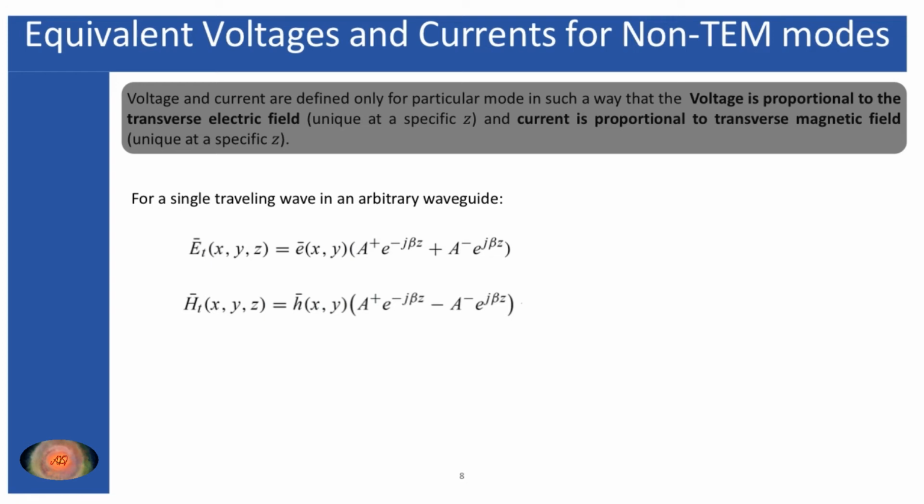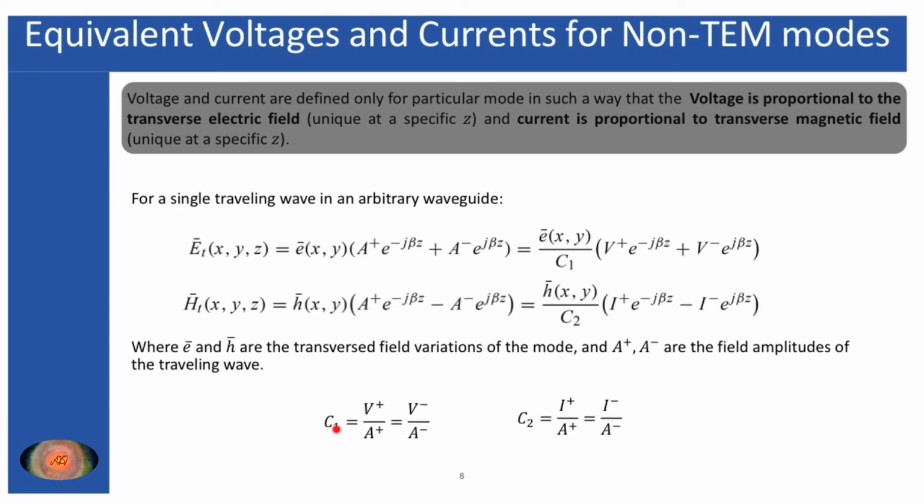Now, according to our first consideration, we can easily write this. You can see that the electric field magnitude is replaced by the equivalent voltage magnitude, and the magnetic field magnitude is replaced by the equivalent current magnitude over here. So C1 and C2, these two are the proportionality constants, because as you know, the voltage I have replaced over here by considering that it is proportional to the transverse electric field, and the current is proportional to the transverse magnetic field. Here the C1 constant can easily be written as the ratio of V plus to A plus.